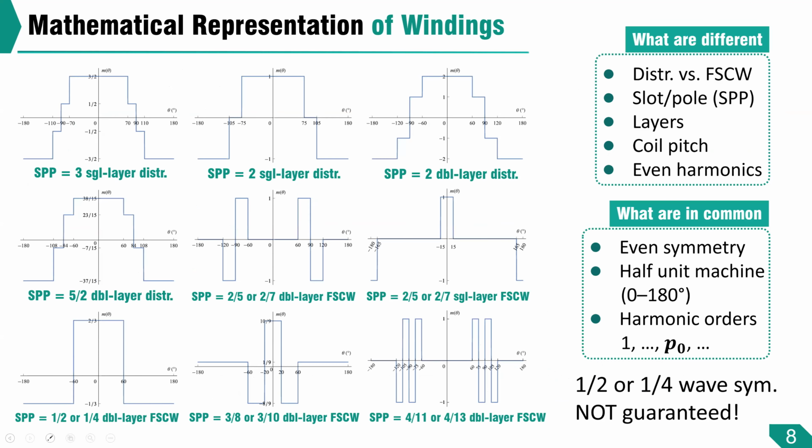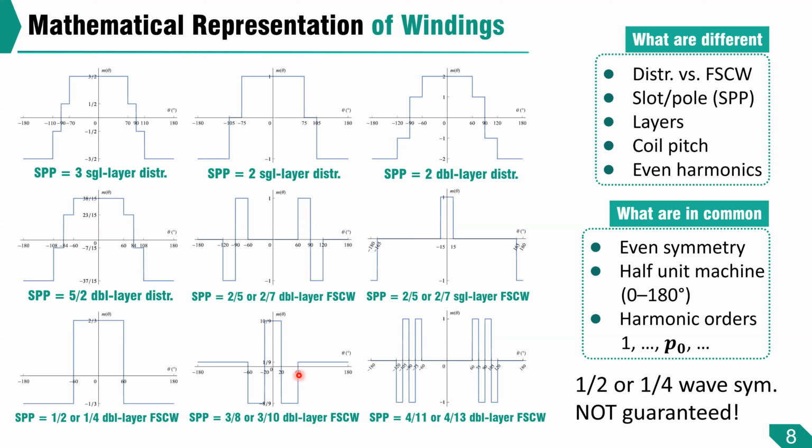Here we draw the winding functions of a lot of different windings to see what's in common and what is different. Although these windings can be distributed windings or fractional slot concentrated windings, and they can have different slot pole combinations and SPP, they can have different coil pitch, different number of layers. Some may have even order harmonics, some may not. So this one, and this one, they have even order harmonics. The remaining, they don't have even order harmonics.